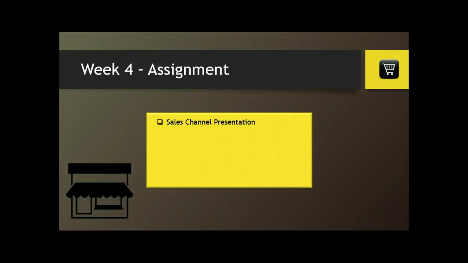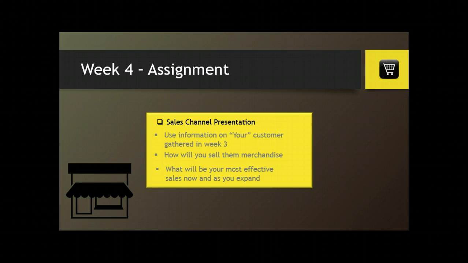So here's the assignment. It's going to be a sales channel presentation, and we want to make sure we use the information on your customer gathered in week 3 as we make these sales channel presentations. How will you sell the merchandise? And what will be your most effective sales channels, currently as a pop-up location and as you expand?